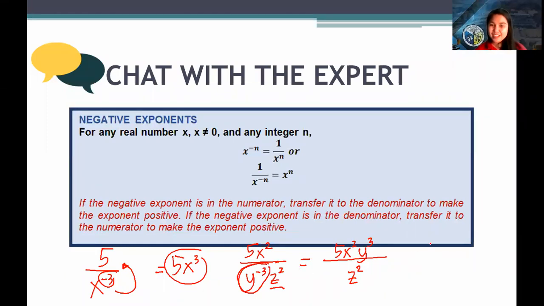Another one. Ready? 5x to the power of -2 over y to the power of -3 and z to the power of -2. Now in the chat box, for a bonus point again, can you simplify it? Ready? Let me first pause the recording.